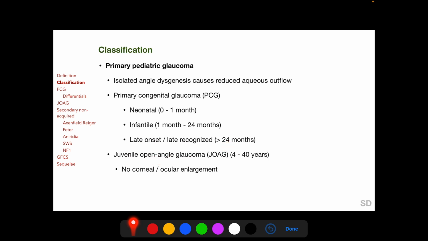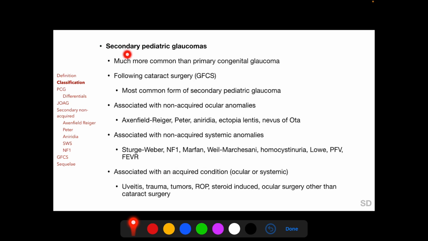Juvenile open-angle glaucoma has by definition an onset between 4 and 40 years of age and so does not have any corneal or ocular enlargement. Secondary pediatric glaucomas are much more common than primary congenital glaucomas, and are classified into 4 subtypes. Those following cataract surgery, also called glaucoma following cataract surgery or GFCS, are the most common form of secondary pediatric glaucomas. The other three subtypes include those associated with non-acquired ocular anomalies, those associated with non-acquired systemic anomalies, and those associated with an acquired condition, either ocular or systemic.